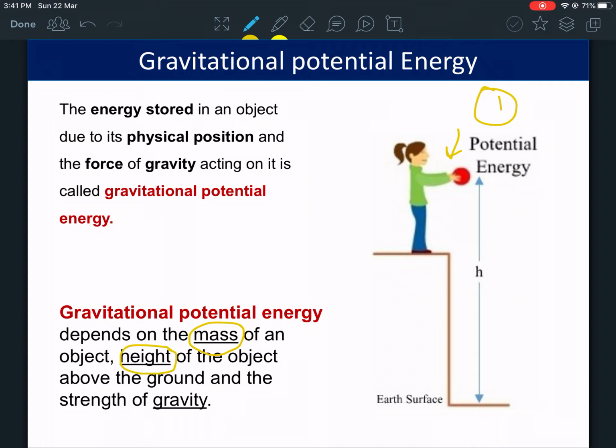So if she's throwing the ball from here, or if she's throwing it from here, where do you think it will have more potential energy? If she's holding the ball here or here? Position 1, position 2. Where do you think it will have more gravitational potential energy? Correct, at position 1. Because position 1 is higher, position 2 is not as high as position 1. So gravitational potential energy depends on mass and on height. These two things. And the strength of gravity.